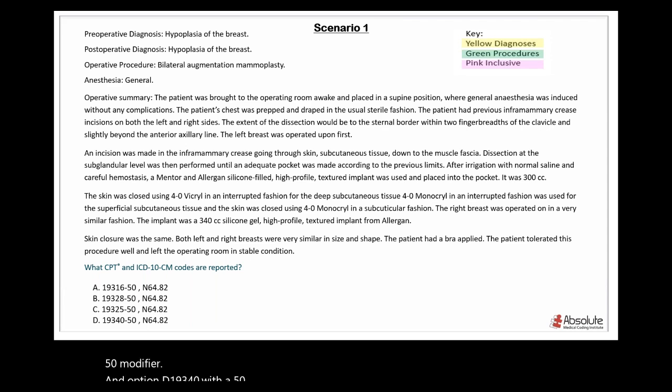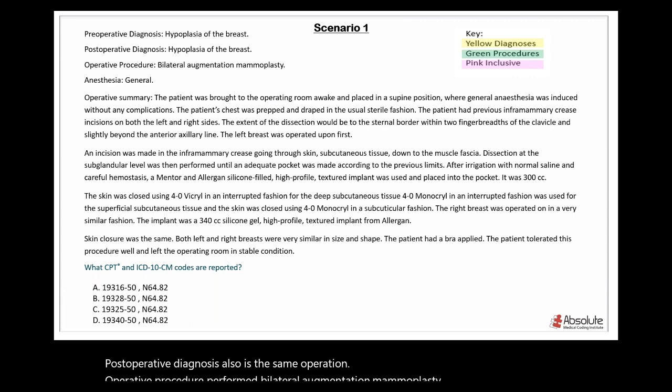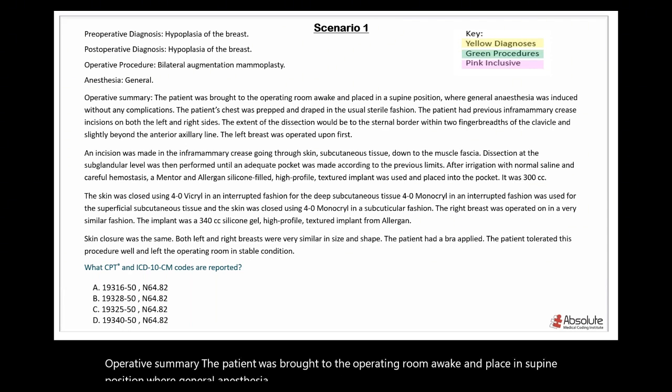Your preoperative diagnosis is hypoplasia of the breast. Postoperative diagnosis is also the same. Operation or operative procedure performed: bilateral augmentation mammoplasty, anesthesia general. Operative summary: the patient was brought to the operating room awake and placed in supine position where general anesthesia was induced without complication. Patient's chest was prepped and draped in usual sterile fashion.